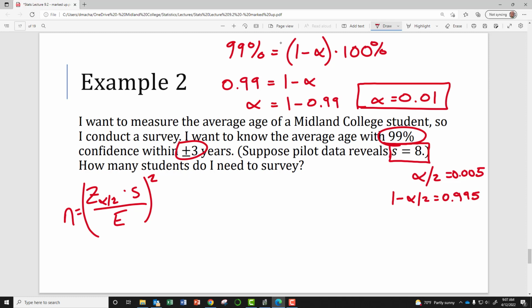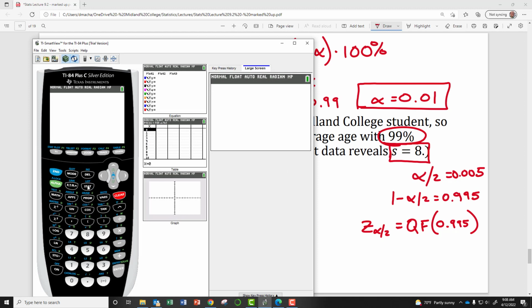Now to get the z subscript alpha over 2, we're talking about evaluating the standard normal quantile function at the point 0.995. So I'm going to need a calculator to do this. I go to second VARS. The standard normal quantile function is going to be number 3, where the area is going to be 0.995, mu is 0, sigma is 1. I do paste, and I find that that lowercase z value is 2.58.